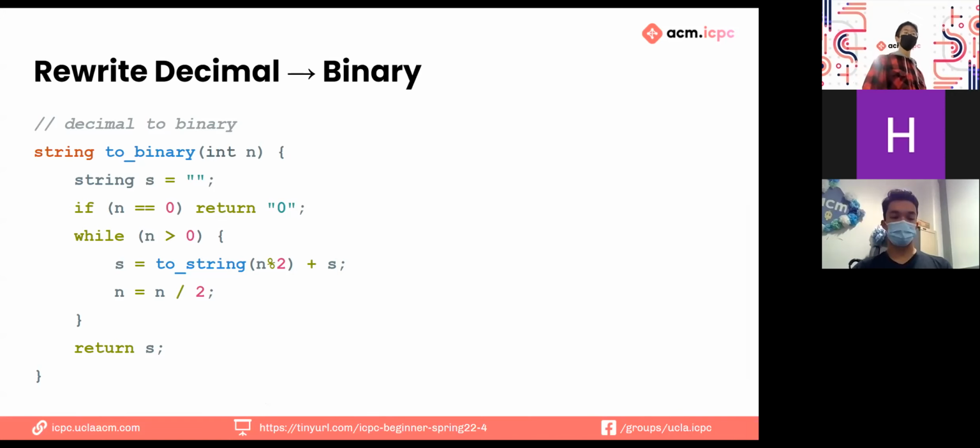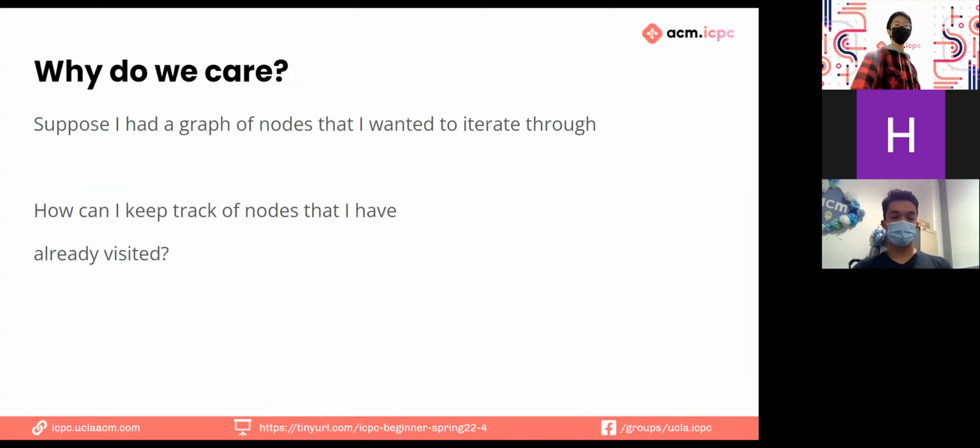Here's an example of where you could use bitwise operations instead of normal division and mod. As I said, instead of doing n mod 2, you can do n bitwise AND 1 to determine whether a number is odd or even. Similarly, instead of doing n divided by 2, you can do n right shifted by 1. That gives you the same thing.